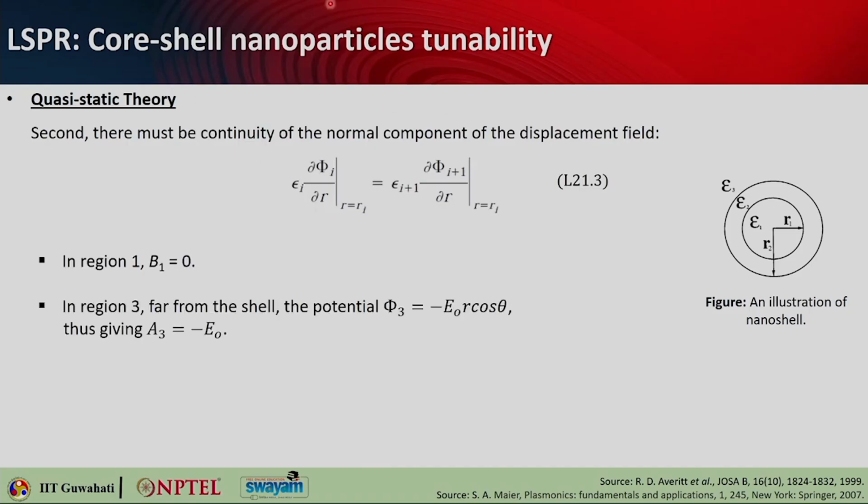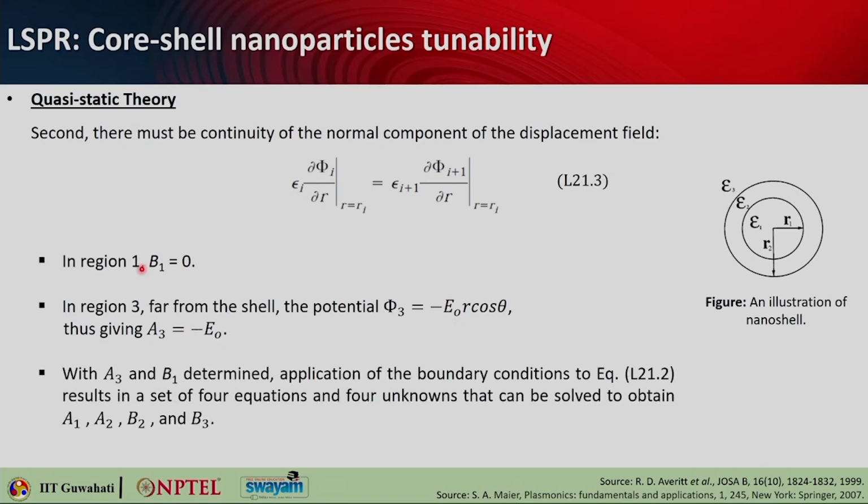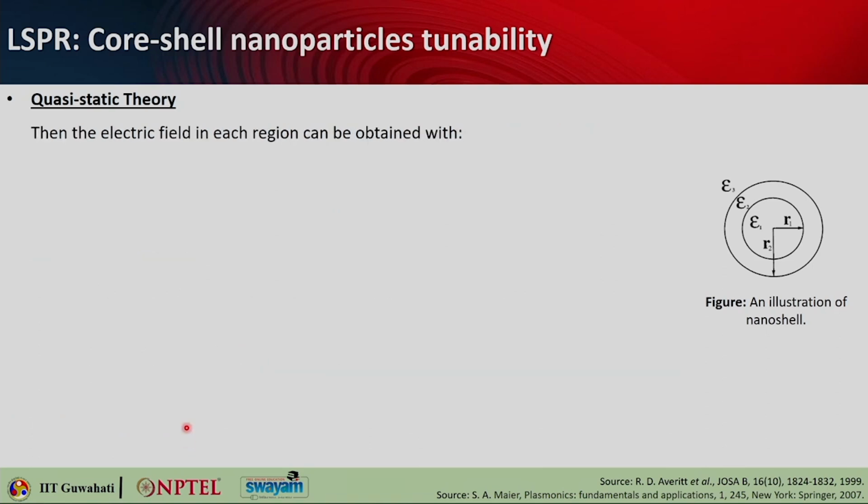Once you do that, there is no monopole here, so the term A1 goes to 0 and only the dipole will be formed. Also, there is no electric charge at the center, so you can put B1 also equal to 0. In the outer region, far away from the particle, the potential phi 3 is minus E naught R cos theta, where E naught is the incident electric field. That tells you that A3 is nothing but minus E naught. So, A3 and B1 you have determined, and you can put them back into the previous equations and solve to find out what A1, A2, B1, B2 are.